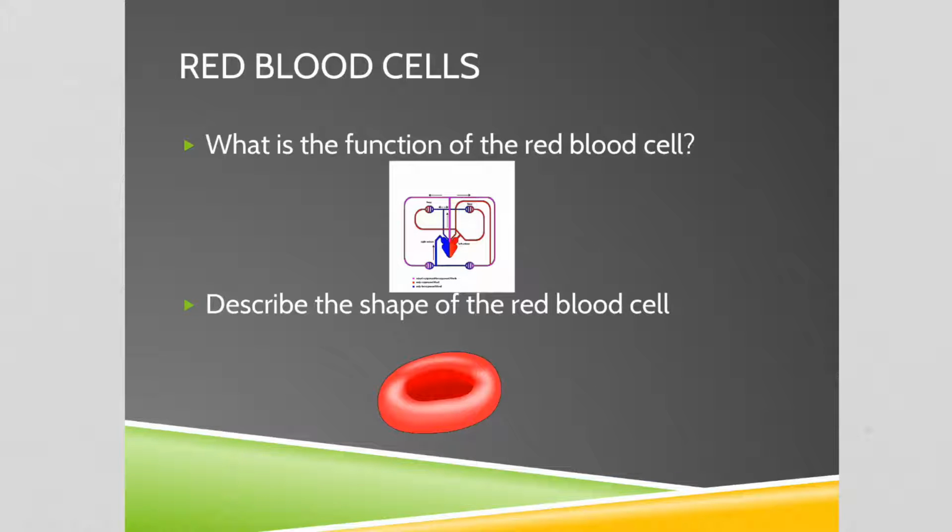The other thing we have to remember is the shape of a red blood cell. They have a very specialized shape that helps them do their job. They're shaped like a flattened round disc, a little bit like a donut, a little bit like a cereal bowl, with an indentation. And this is the tough one to remember: why is a red blood cell shaped that way?